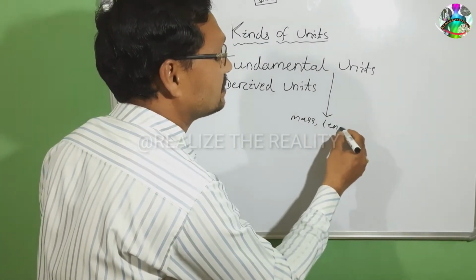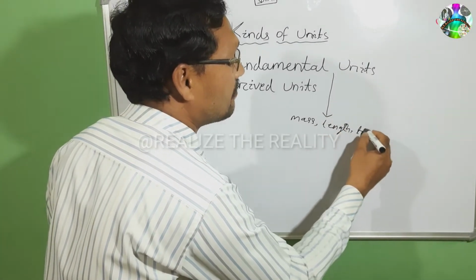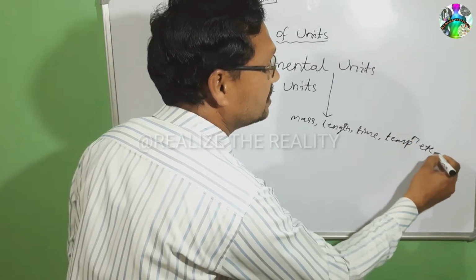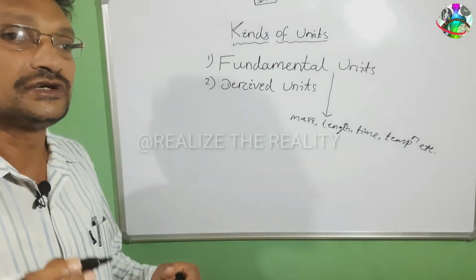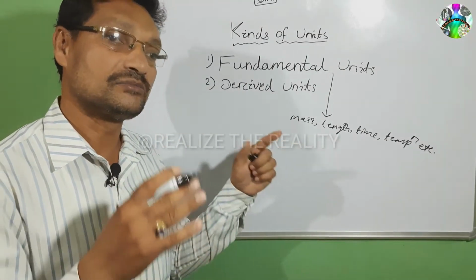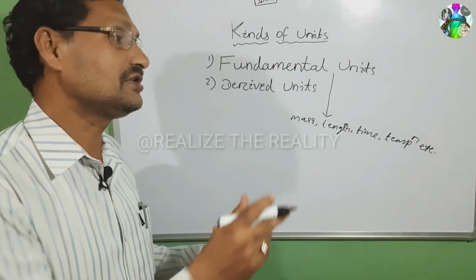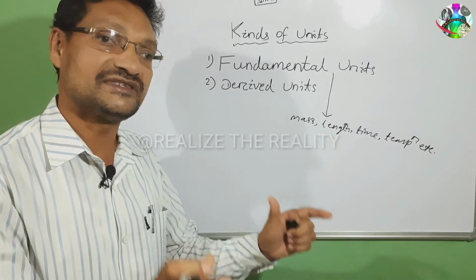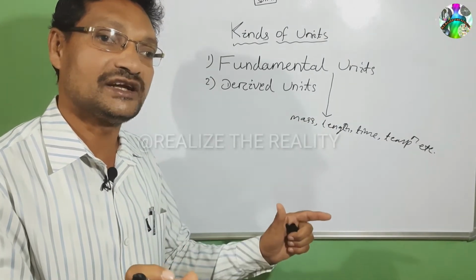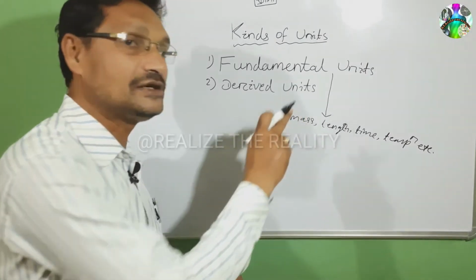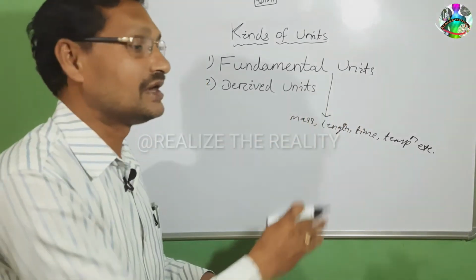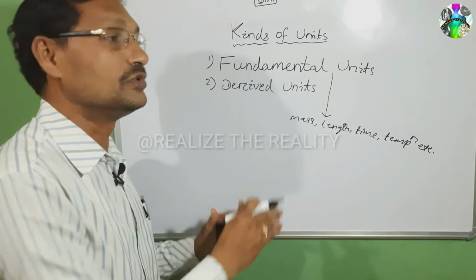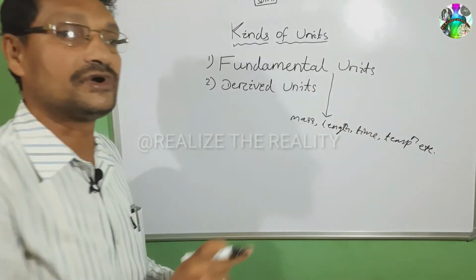Mass, length, time, temperature, etc. These are called fundamental units because when we express a physical quantity in terms of mass, length and time, temperature, etc., these are the basic units which cannot be related to one another. Mass cannot be related to length, length cannot be related to time, time cannot be related to temperature. They are completely independent. That's why we can say these units are fundamental units.